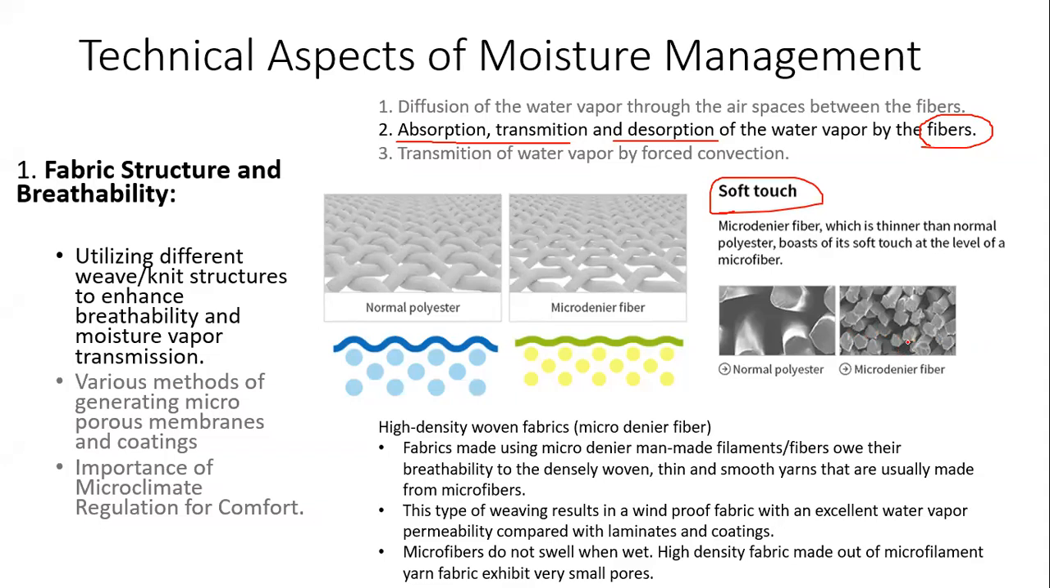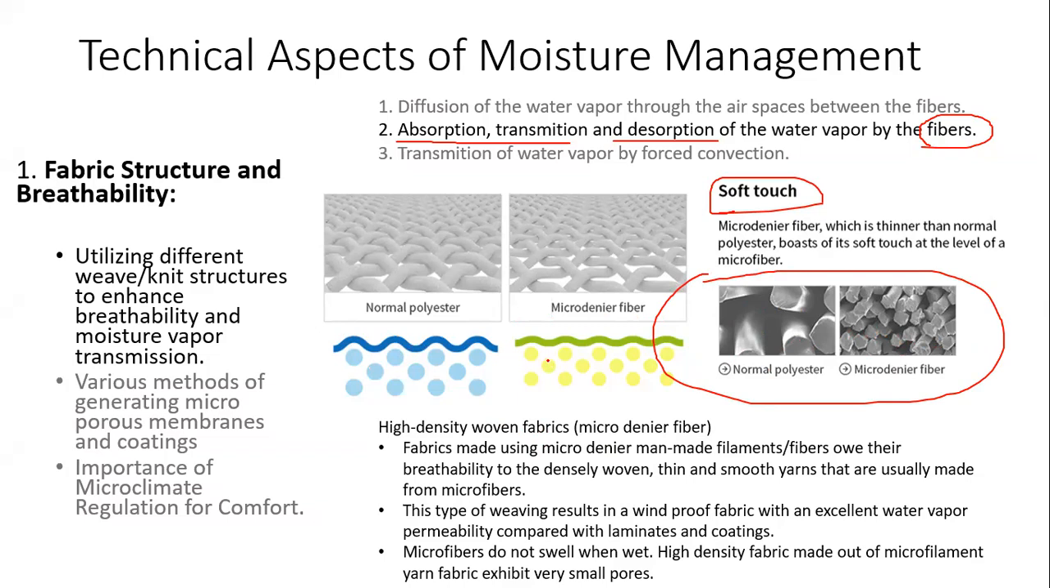Denier count of the fiber. So this is under the scanning electron microscope. How do these two look in cross section, a normal polyester and a microdenier fiber? If you look at the cross section in a model view, this is how the microdenier fiber looks.